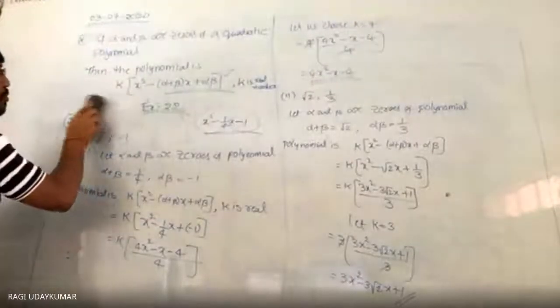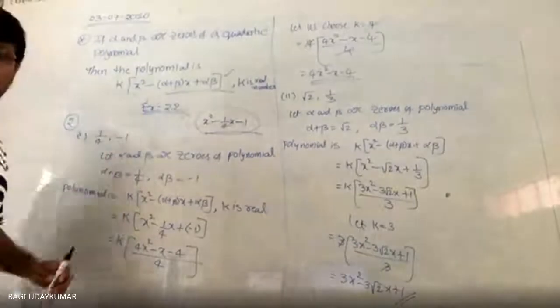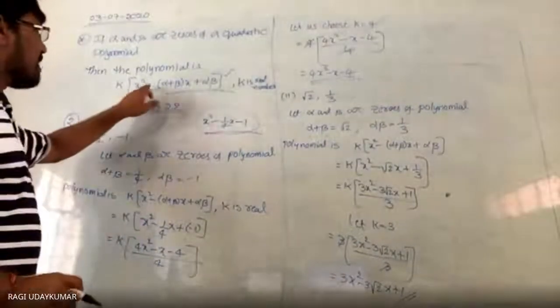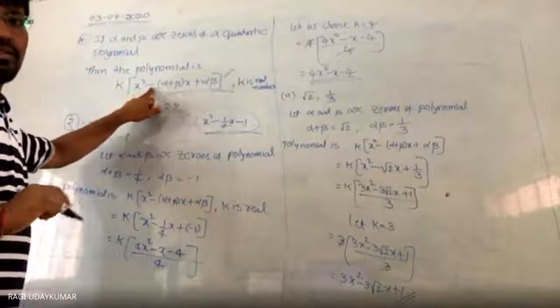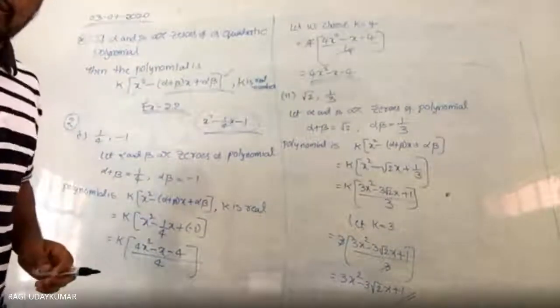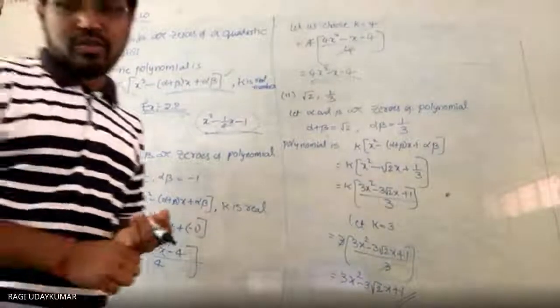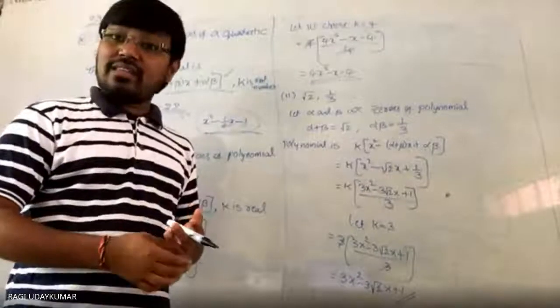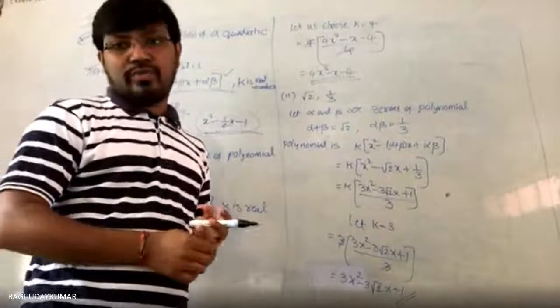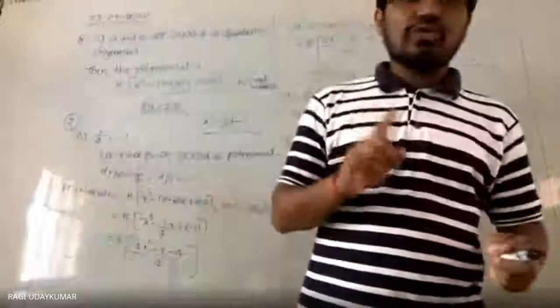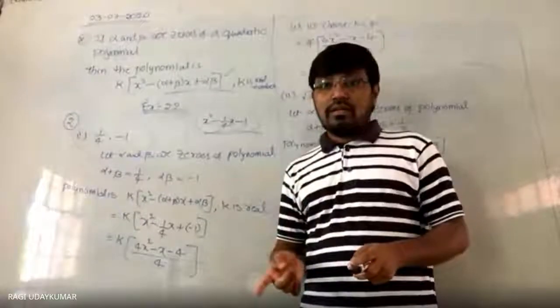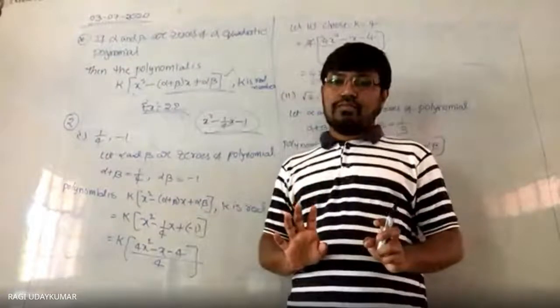These all things may confuse you. You try to remember this one, but most of the students make a mistake: instead of minus, they will write plus. This is a major mistake I usually find in the exams. And sometimes the question will be given to you, instead of the sum and the product, with the zeros given to you.